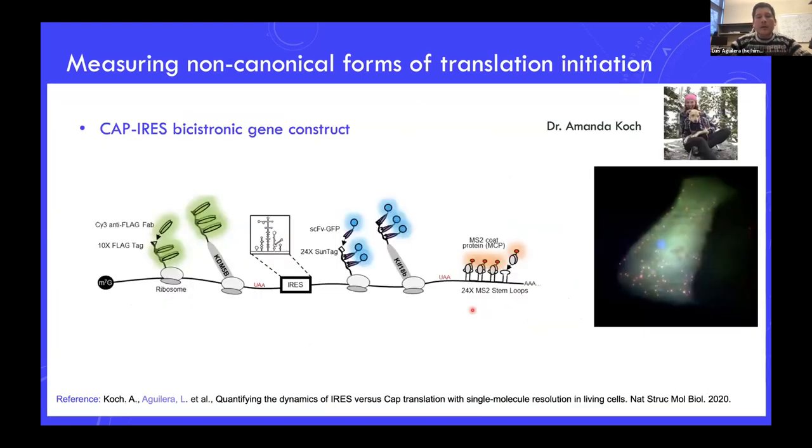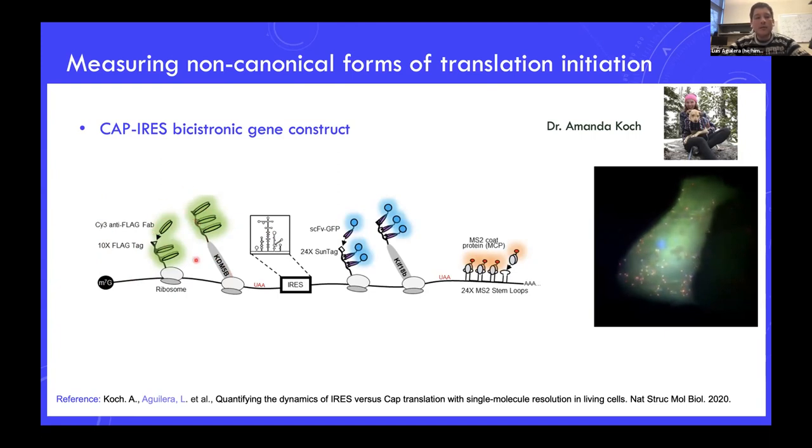Okay, in a similar way, in 2020, Amanda, so basically this is her PhD project, started working with a non-canonical form of translation initiation. For this, what she did was to build this cap-IRES bicistronic gene construct that basically allows the ribosomes to enter in two different places. So one, the ribosomes, for example, can enter in the cap region of the RNA, then they can produce KDM5B protein that we can detect in the green channel in the microscope.